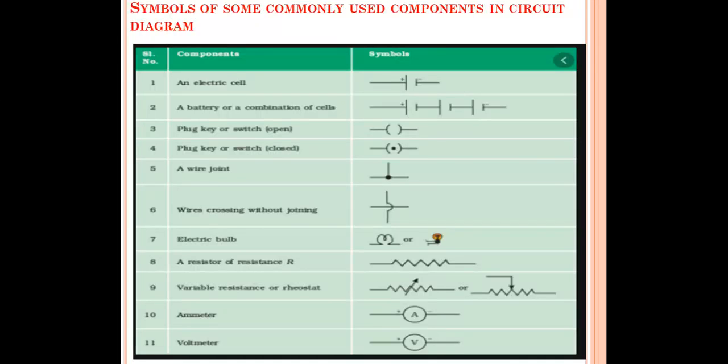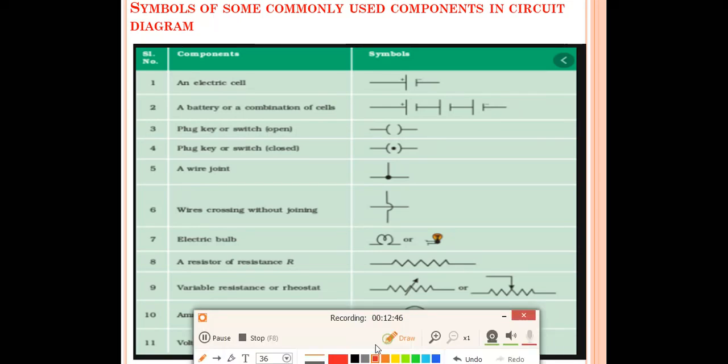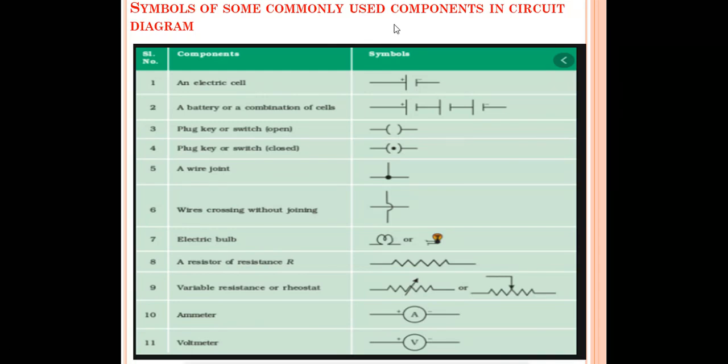Next, some of the symbols are given in your NCERT textbook which are very important from your exam point of view. So you should practice these diagrams for your exam. Symbols of some commonly used components in circuit diagram. These symbols are used while drawing the electric circuit diagram. For example, electric cell is represented like this. On the positive side, one longer line will be there, that is for positive, and one smaller line will be there, that is for negative charge.